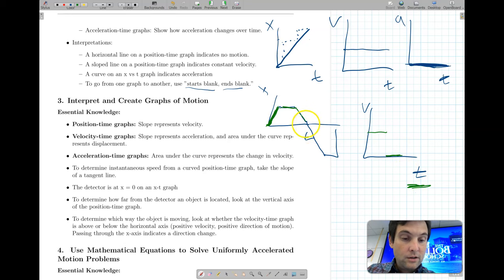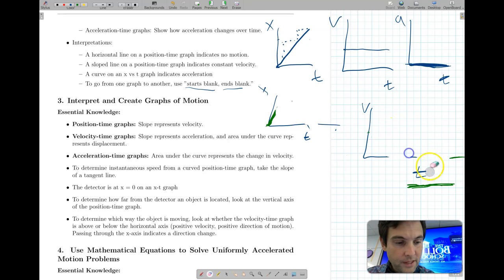And then that stays for a long time. And then all of a sudden it does whatever I drew there. I guess 0 velocity again. So we start blank, goes blank. Let's do another one. This time, a little bit more realistic data. That's going to make more use of the "starts blank, goes blank" phrase.